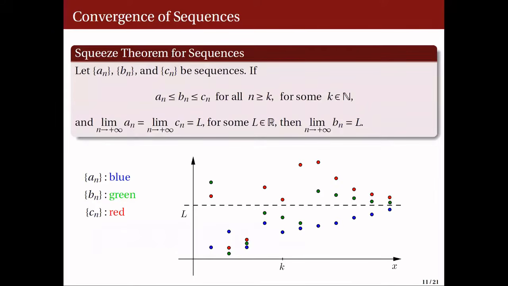So in this graph, the blue, green, and red dots represent the terms of the sequences a_n, b_n, and c_n, respectively. Observe that for values of n greater than or equal to k, the green dots are always between the red and blue dots for the same value of n, and if we can show that the limit of the red and blue dots are equal, then the green dots will be forced to have the same limit. So if the blue dots and the red dots both approach the same value, then the green dots will be forced to approach that same value L.